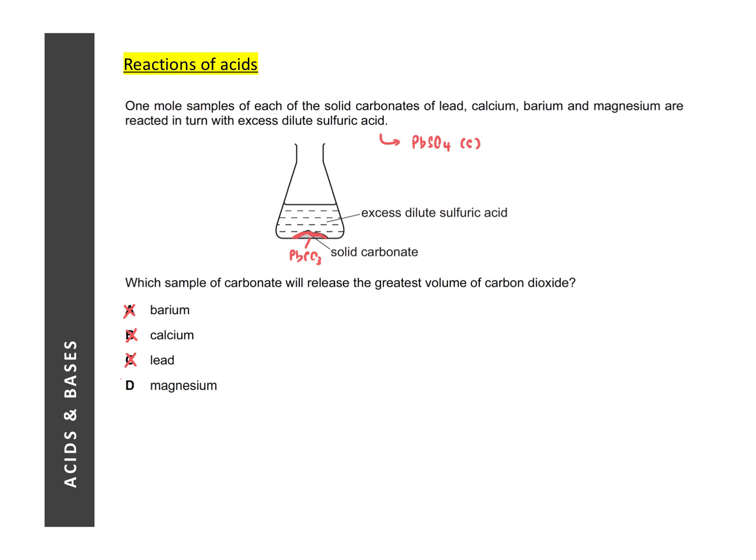So the only metal carbonate that will react with sulfuric acid to form a soluble salt is magnesium. So the reaction will go to completion, or rather magnesium carbonate will react completely and release the greatest volume of carbon dioxide.